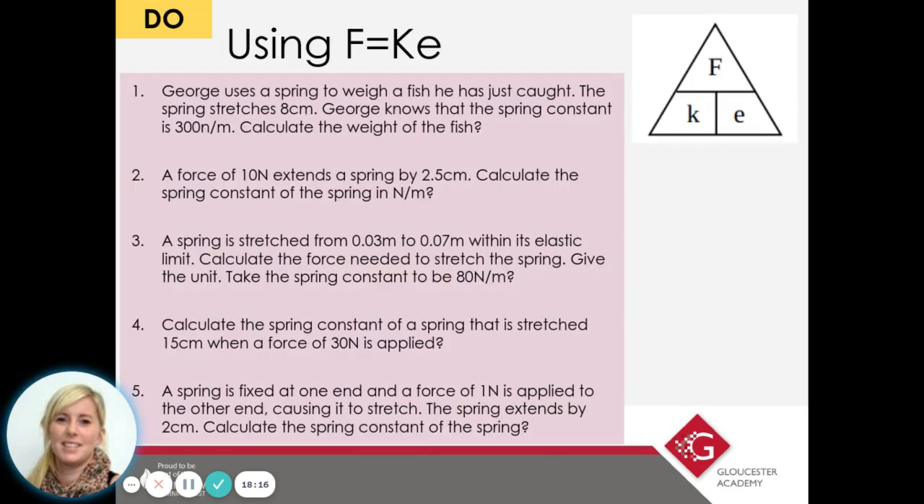Okay, so we're going to do some practice now. I've put a triangle at the top so that if we have to rearrange the equation, we can. If we're trying to work out force, we do K times E, the spring constant times the extension. If we need to work out K, you would do F divided by E. And if you need to work out E, you would do F divided by K. Remember, if you get an extension in centimeters, you need to divide it by 100 and work it out in meters. So time to have a go at these 5 questions. Pause the video and come back when you've got your 5 answers ready.